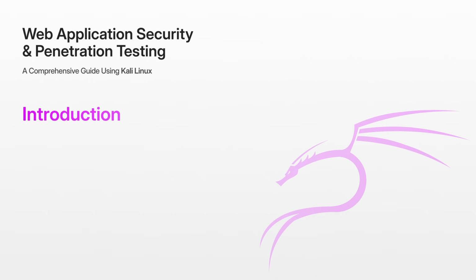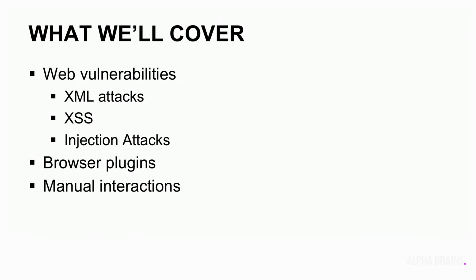So we're going to be talking about web vulnerabilities. There are several of them. We'll talk about XML attacks and cross-site scripting and various injection attacks as well. We're going to talk about browser plugins that are going to help you as you are doing testing. There are a large number of browser plugins for different browsers, and we're going to look at plugins for Firefox and Chrome, so you can get plugins that will help you do the testing and do some of the work for you.